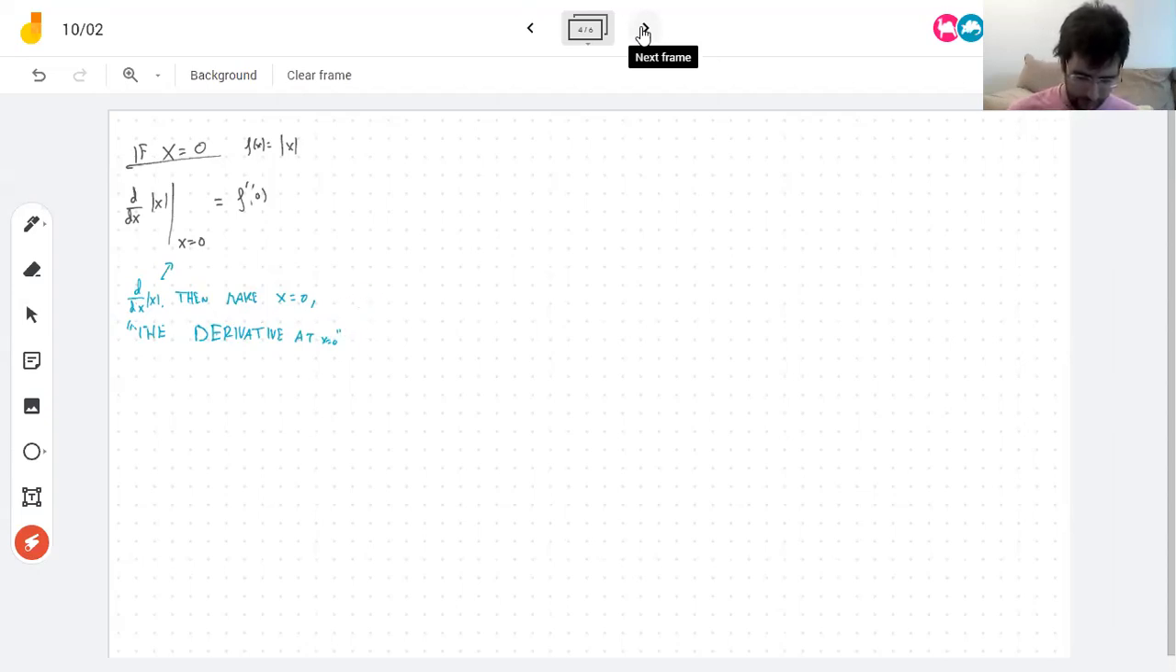Okay, so this is the derivative at zero. The derivative, once again, for the last time, is this formula over here. But now I'm making x equals zero. So this means x equals zero. What's the absolute value of zero?